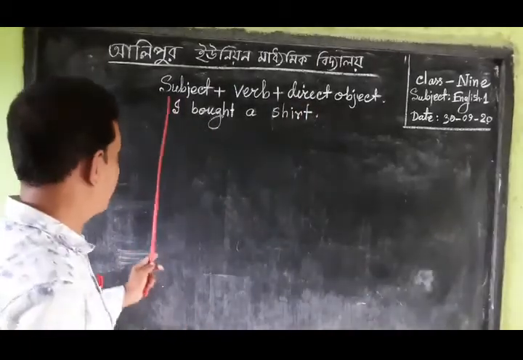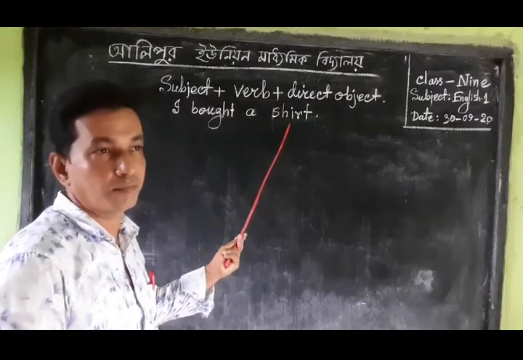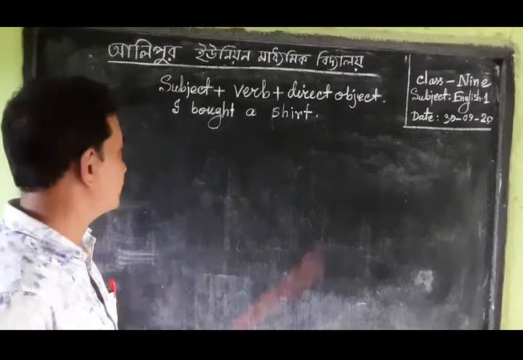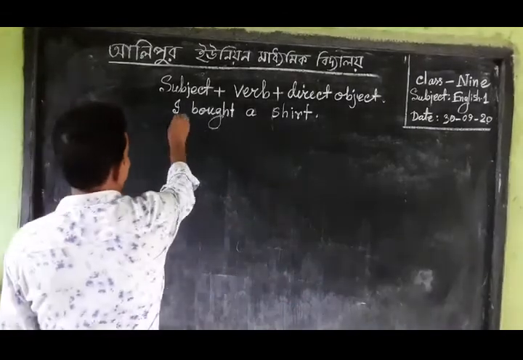Such as, dear learners, I bought a shirt. This is a sentence. And how many parts are in this sentence? There are three parts.